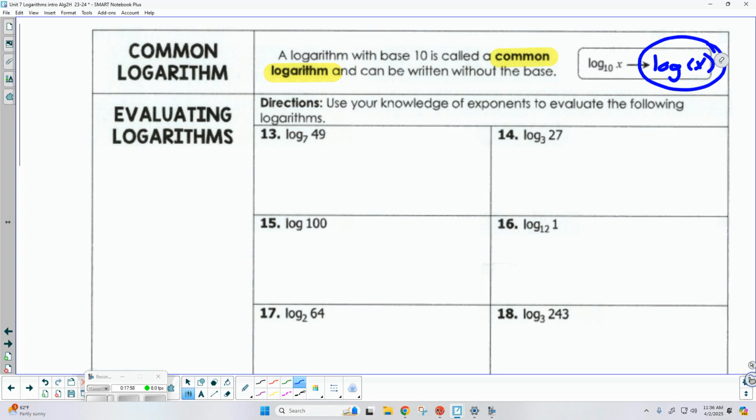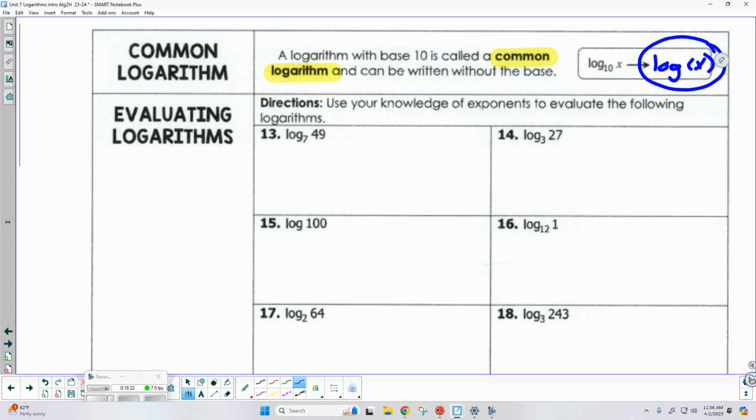Okay, so let's take a look at evaluating logarithms. Use your knowledge of exponents to evaluate the following logarithms. Now, here's the thing. We're going to start out by turning these into equations. But eventually, I'm hoping you'll get to the point where you see an expression like this and you'll be able to tell me what the value is. Let me show you what I mean.